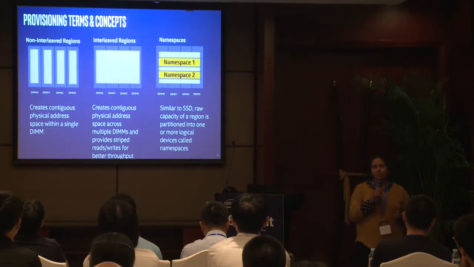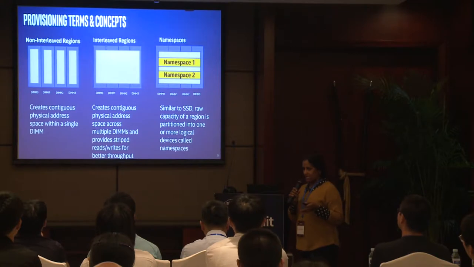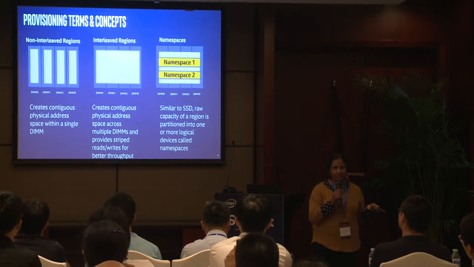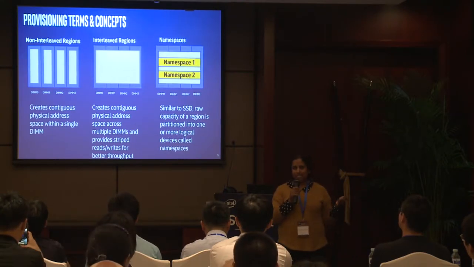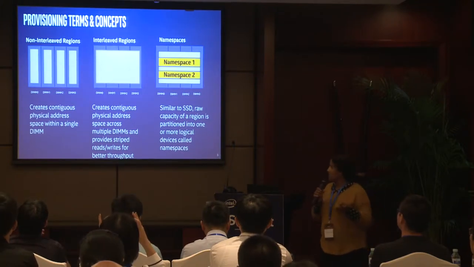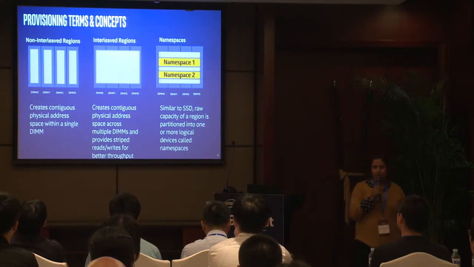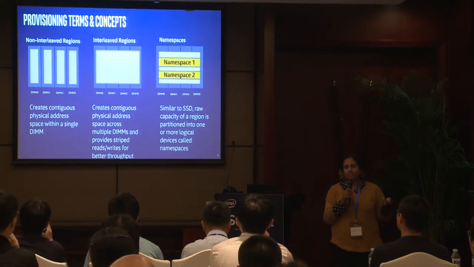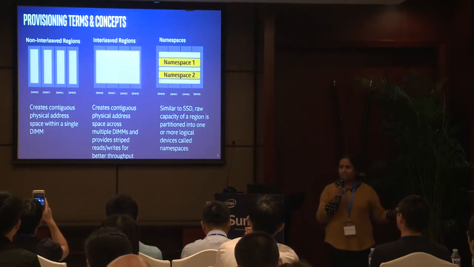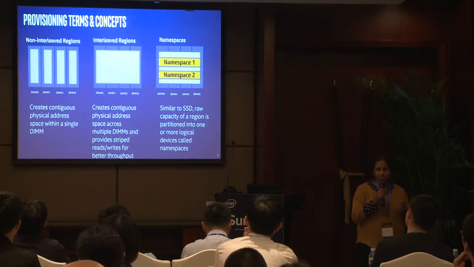With respect to concepts for provisioning, with Intel Optane DC persistent memory you can go up to 6 terabytes on a 2-socket system. That means there's so much capacity that needs to be provisioned in different ways or configured in different modes. So you have the raw capacity that's available when the servers come to you. They may not have been provisioned in any particular mode, not memory mode or AppDirect mode. So the raw capacity first needs to be formatted into something called regions.